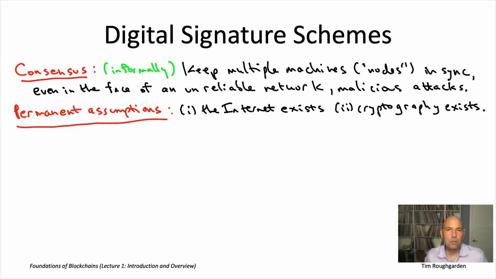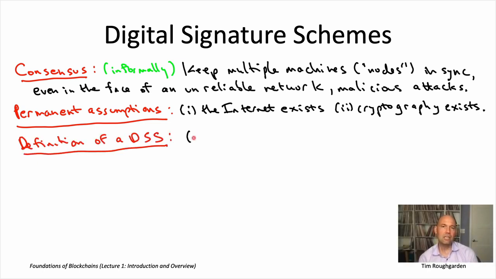So what do I mean by a digital signature scheme? Intuitively, it's just like it sounds. We all know what it means to sign a document in real life, with pen and paper. So we just want an analogous way to add your signature to documents that are digital. Formally, the way we define a digital signature scheme is through three algorithms: a key generation algorithm, a signing algorithm, and a verification algorithm. Let me say a little bit about each of those three algorithms in more detail.